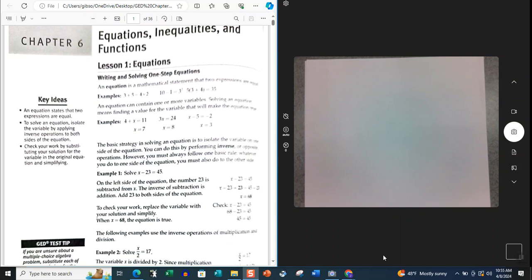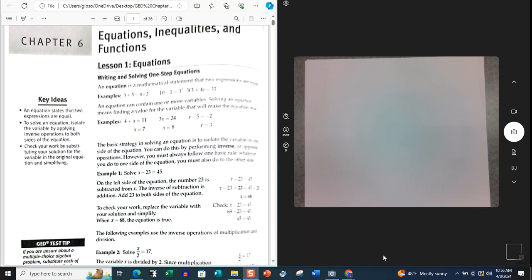So they have here some basic examples like 4 plus x equals 11. That means that x must be 7, because we know 4 plus 7 is 11. Then we have 3x equals 24, so that means x is equal to 8, because we know 3 times 8 is 24, and so on.